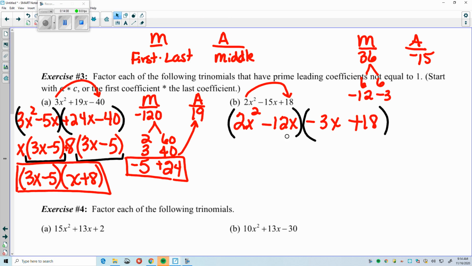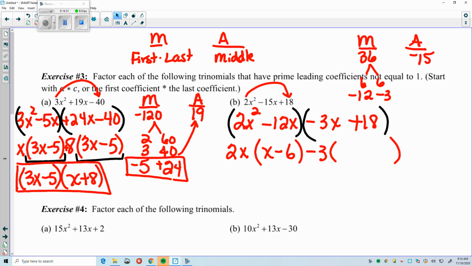Okay, so out of my first term here, I can pull out both a 2 and an x. So 2x times x gets me 2x squared. 2x times a negative 6 would get me negative 12x. Over here, again, what can I pull out? Something in common in both of these is a negative 3.